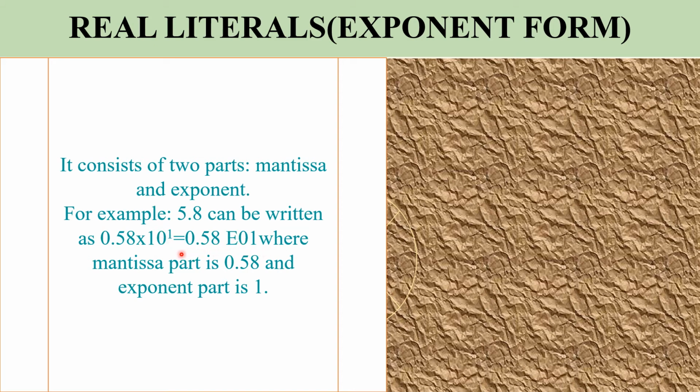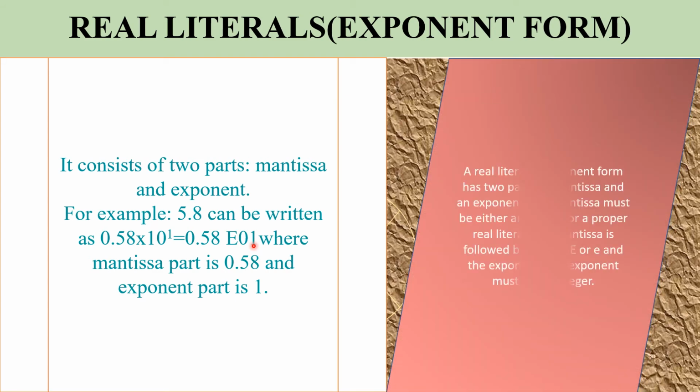Now how is it written properly? First the mantissa is written, then e is used, either a capital E or a small e, and then the exponent part is written. Here our exponent is 1, so we may write it as 01. So this form is known as exponent form, where the part before e is the mantissa and the part after e is the exponent. Let's just see the rule for exponent form.